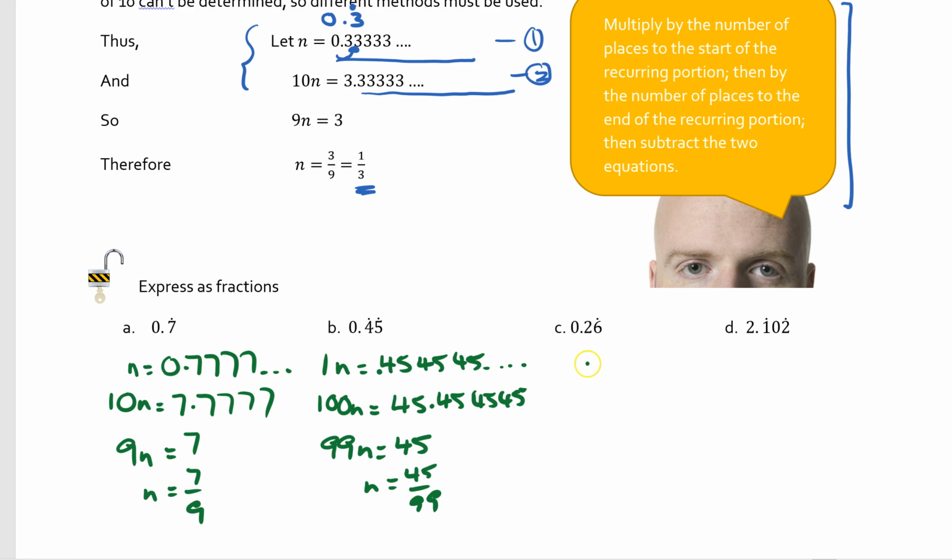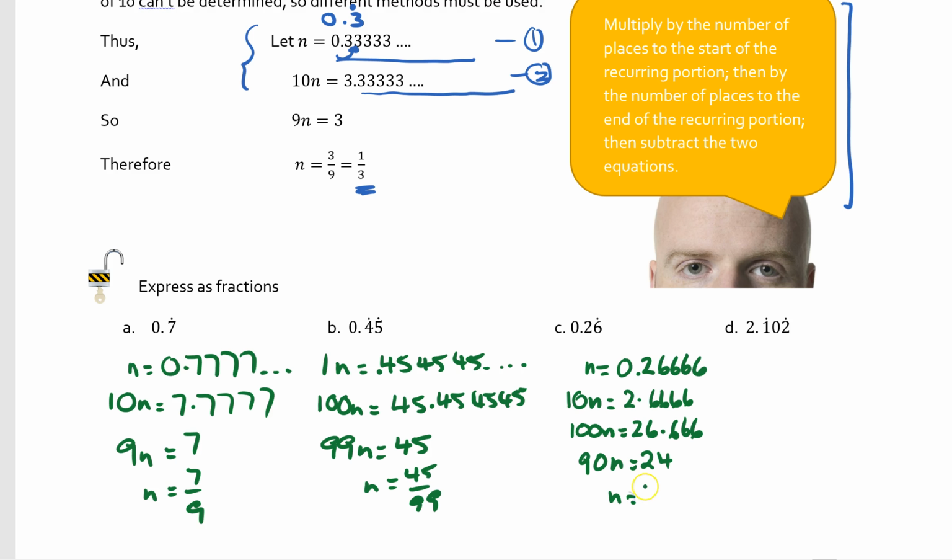For our next example, if n equals 0.26 repeater, then we've got this. So we need to get to the start of the recurring section, so we multiply by 10 and we'll get 2.666. And then if we multiply our original by 100, that will take us to 26.666. So when we do this subtraction, that will give us that 90n is 26.66 minus 2.66, which will be exactly 24. So n is 24 on 90, which of course cancels down then to 12 on 45, which cancels further to 4 on 15.